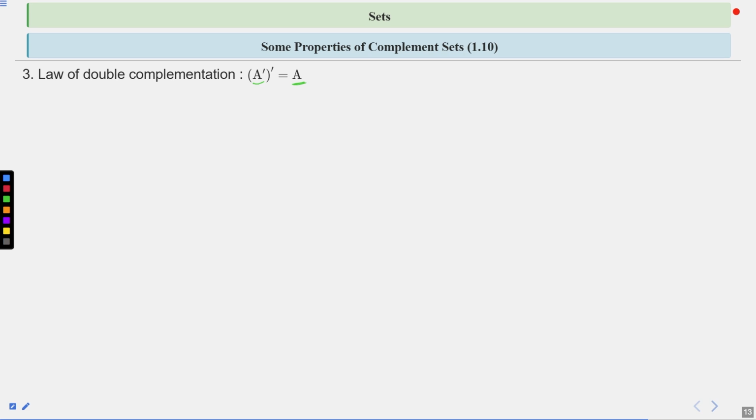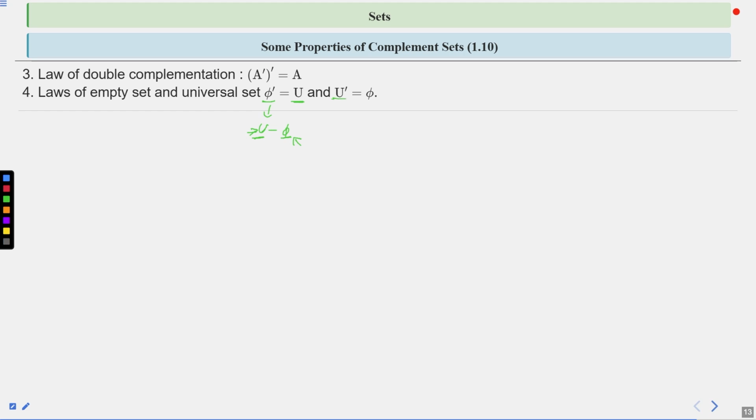So this is your law of double complement. A complement, then again complement, will be your A set itself. Now the fourth is simple, the law of empty set, which says that the complement of the empty set is the universal set itself. Yes, in terms of difference, if you recall, this will be U minus phi. Meaning you are collecting elements from the universal set and eliminating all the elements which belong to this set. Here we do not have any element in the phi set, so you will get U itself. So phi complement is U.